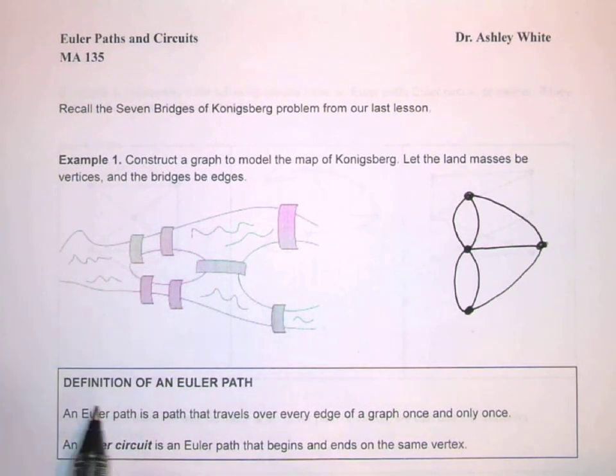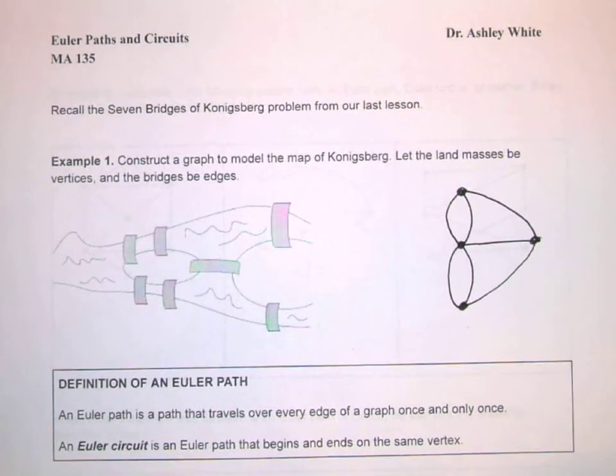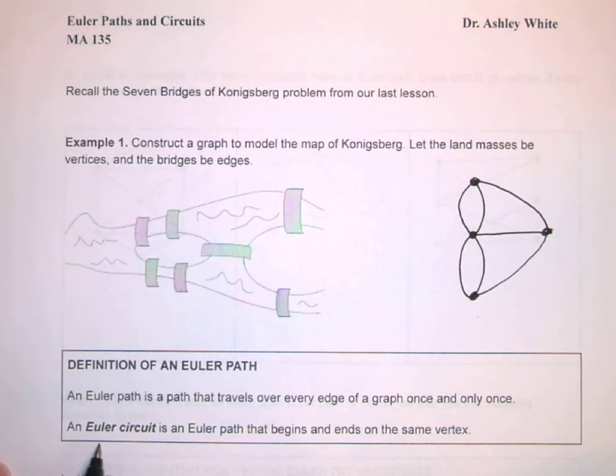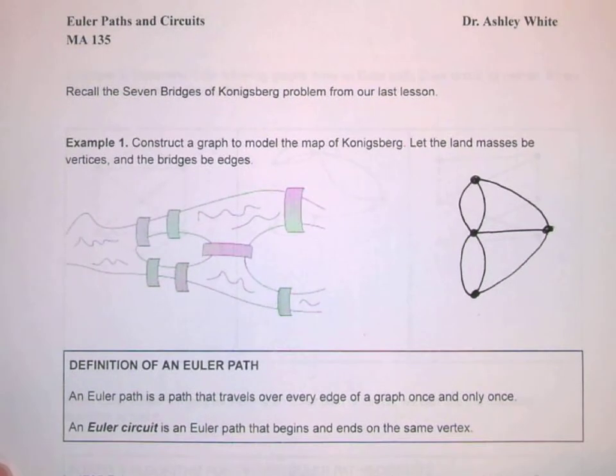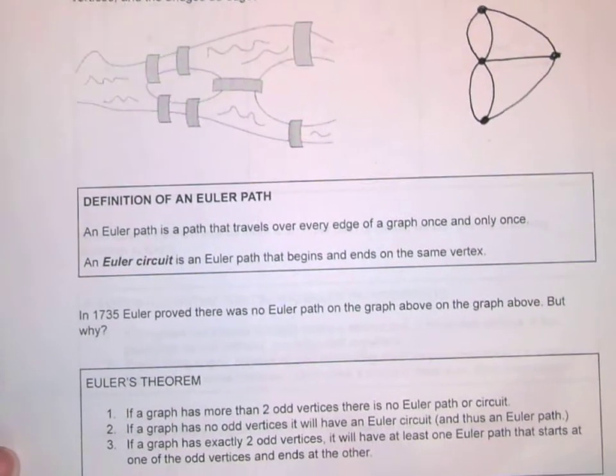So just a definition before we go on, an Euler path is a path that crosses every edge once and only once. So this problem that they were trying to solve now has a name attributed to Euler. An Euler circuit is an Euler path that begins and ends at the same vertex. So those are the same definitions for path and circuit that we saw last class, with the addition that we can cross every edge once and only once.